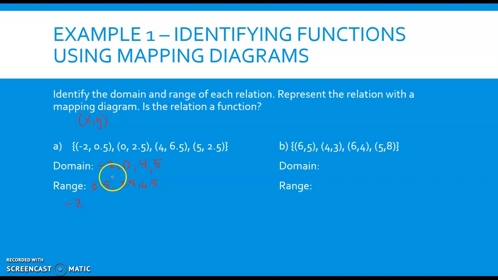So I put these in numerical order: -2, 0, 4, 5, and then I draw a rounded rectangle just to say that that is my domain. And then I'm going to do the same thing over here, again putting it in numerical order, so from least to greatest: 0.5, 2.5, and 6.5. And again, my rounded rectangle.